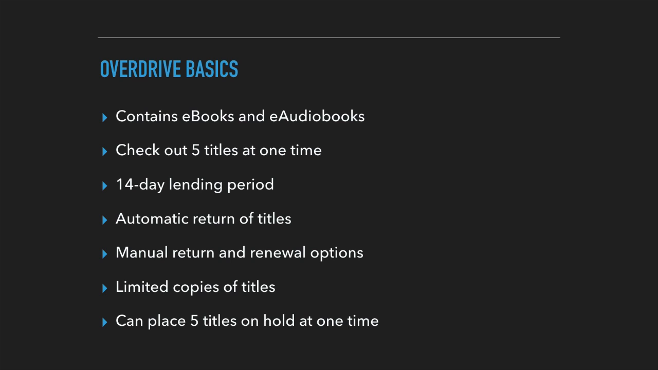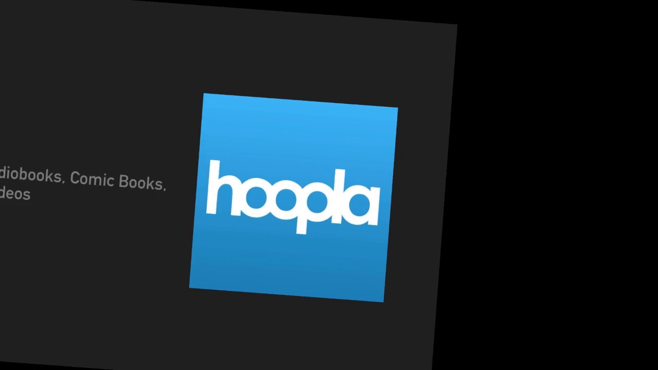So let's review the basics of OverDrive. OverDrive contains ebooks and e-audiobooks. You can check out 5 titles at one time. There's a 14-day lending period. Titles automatically return, and there's also a manual return and renewals option. There's limited copies of titles, meaning you need to put a hold on certain items. You can place 5 titles on hold at one time.